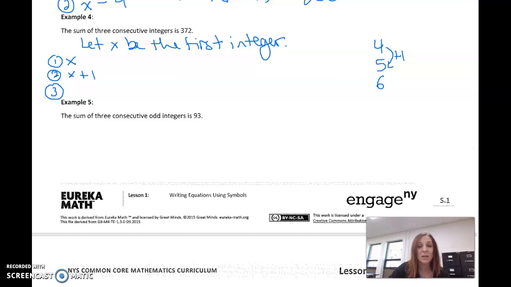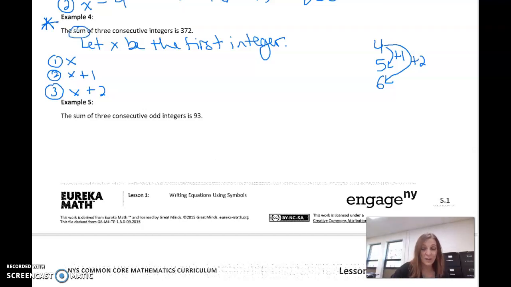Here's where it gets a little tricky. We can't just add another 1 to it because we're, again, starting from 4. So what do I do to 4 to get 6? Well, in this case, I add 2. And if it was 4 consecutive integers, you'd add x plus 3. And again, you're going to see this problem come up a bunch. So first integer, second integer, third integer, consecutive.